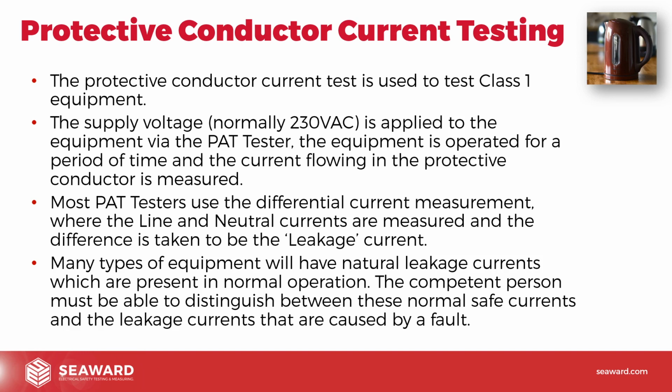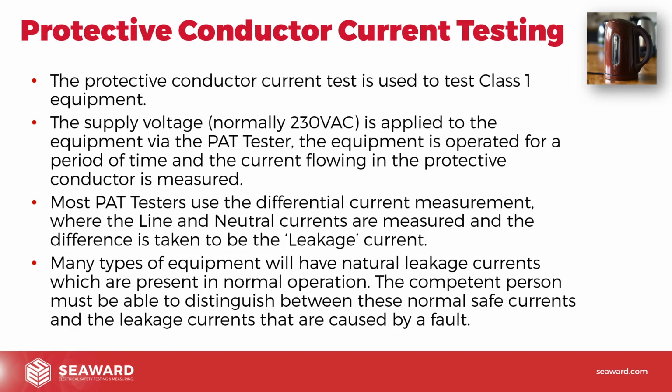Say if you've got it sat on a metal bench or something like that, and some of the current was finding its way back to earth another way, you wouldn't necessarily pick that up with a protective conductor current. So it's quite common nowadays to do this as a differential measurement. We measure the line current and neutral current, and the difference is taken to be the leakage current, or the total leakage current from that side of things.